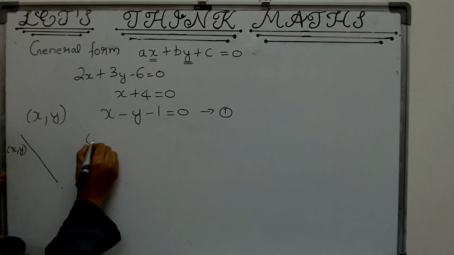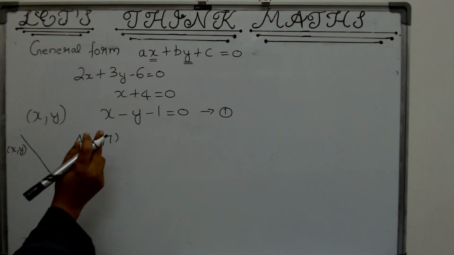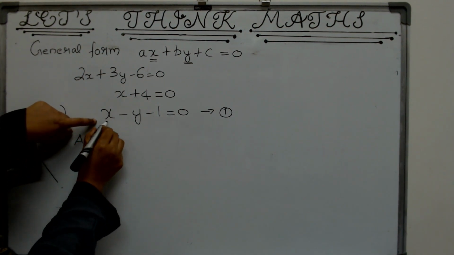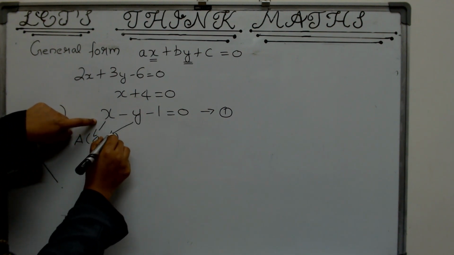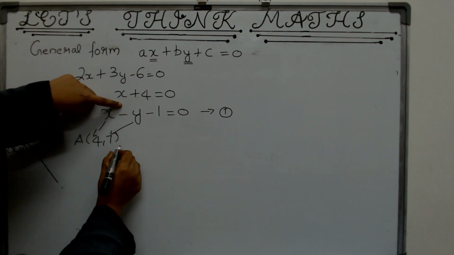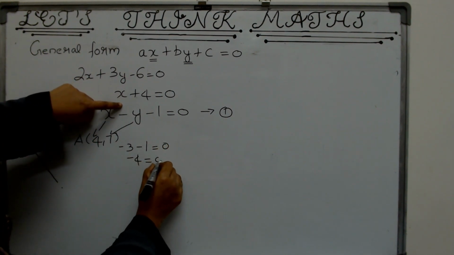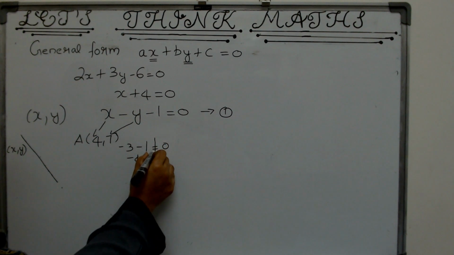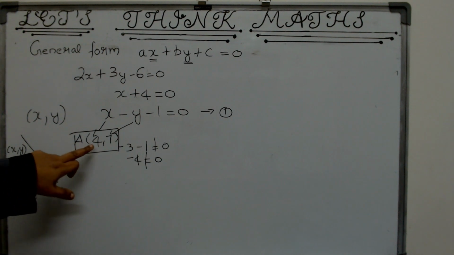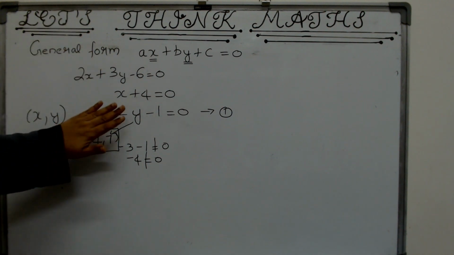For example, if you take (4, 7), this is a point, right? Its x coordinate is 4 and its y coordinate is 7. So if this point lies on this line, instead of x put 4, instead of y put 7. So this condition should be satisfied. So 4 minus 7 is minus 3. Minus 3 minus 1 is equal to 0. That means minus 4 is equal to 0. This is an impossible thing to happen. So that means this point A, whose x coordinate is 4 and whose y coordinate is 7, does not lie on this line.